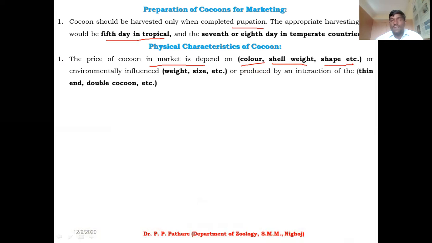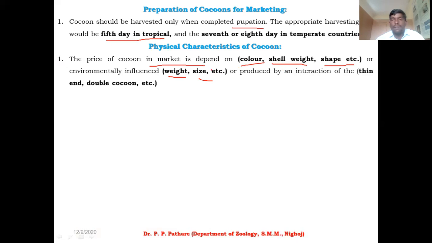They are always kept in mind during the purchasing of your cocoon. So your cocoon color should be pure whitish. Then shell weight and shape of cocoon. These features are very important, or they are environmentally influenced or affected by some factors. Weight and size of cocoon are also very important characteristics of cocoon. So always try to give the proper timing, proper period for the development.